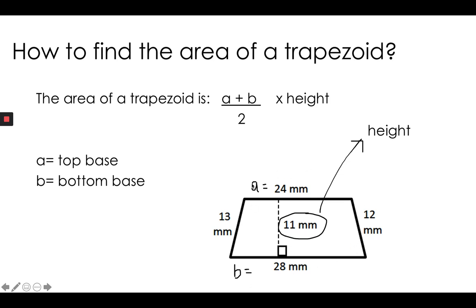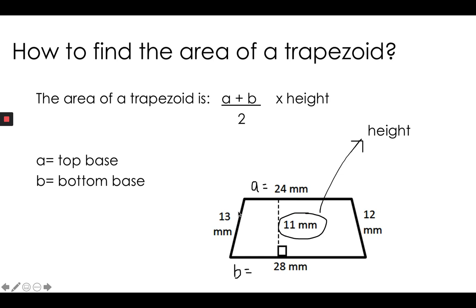Looking at our picture, the top base is going to be called A. As mentioned over here, A equals your top base, which is 24 millimeters. B equals your bottom base, which I labeled 28 millimeters. Then we are going to figure out the average. That's why it's divided by 2. If you figure out the average between 24 and 28 by dividing by 2, that's how you figure it out. That's why it is part of the area of a trapezoid.